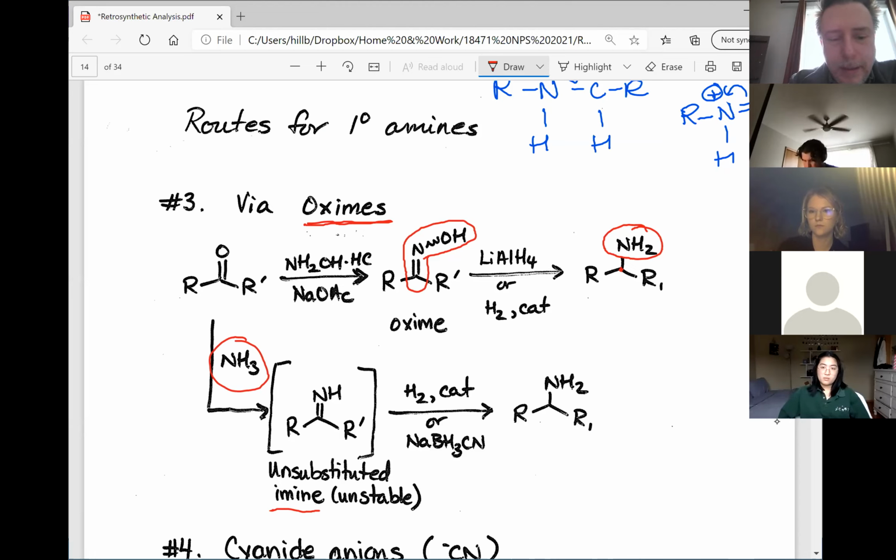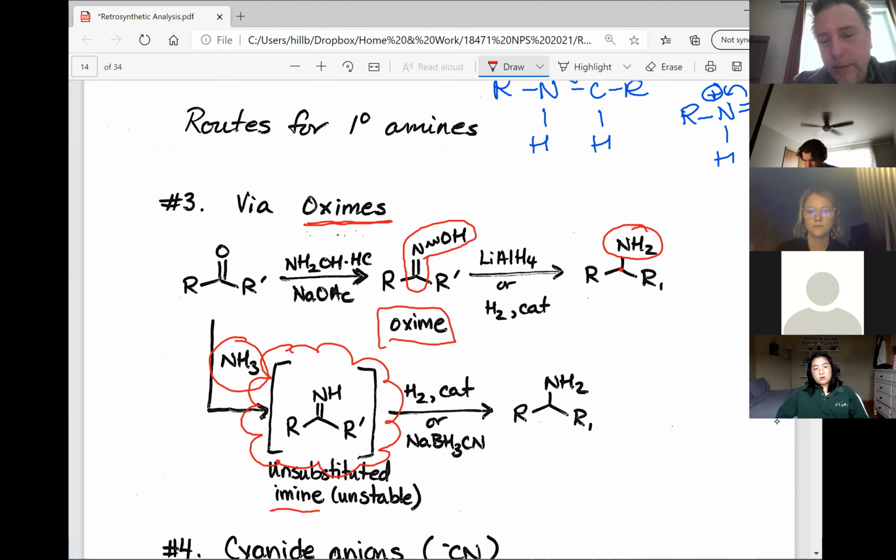These guys are quite unstable. Sorry, the unsubstituted imines are quite unstable. So this is why sometimes oximes are used instead. But the overall effect is very similar. You generate a carbon-nitrogen double bond and then reduce it. In this case, you're also reducing off the hydroxyl group.